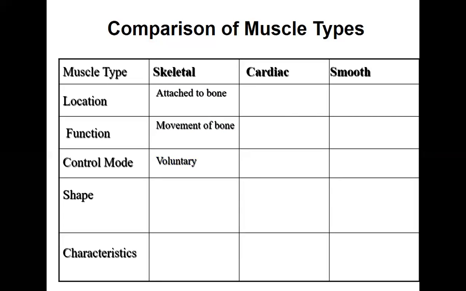Then control mode: it is under our control. If we want to stand, we can stand. If we want to sit, we can sit. If we want to lie down, we can lie down. If we want to walk, we can walk. Depending on what we want to do, these skeletal muscles, which are attached to bone, will help in the movement of those positions of the bone. So this is called voluntary, which is under our control.